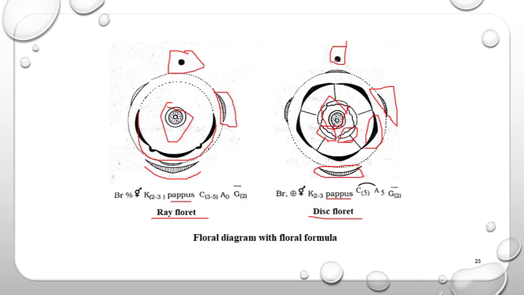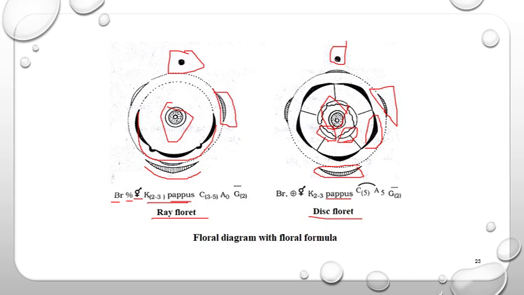So here we have the formula. Br indicates the presence of bract. It means the flower is bracteate. Then this sign indicates the symmetry, so the flower has zygomorphic symmetry. In this case, only gynoecium is present and androecium is absent. This sign indicates the presence of the female reproductive part. Then we have the calyx that is converted into pappus.